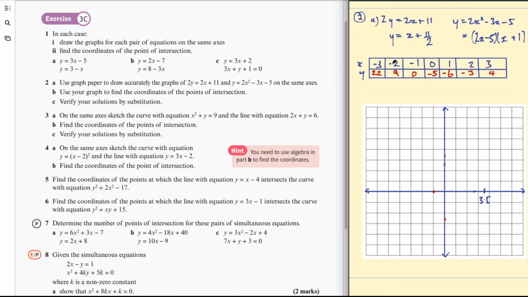All right, so I'm going to plot from -2, 9, was up here. -1, 0 is still there. 0, -5 is now here. 1, -6 is here. 2, -3 is here. And 3, 4 is here.